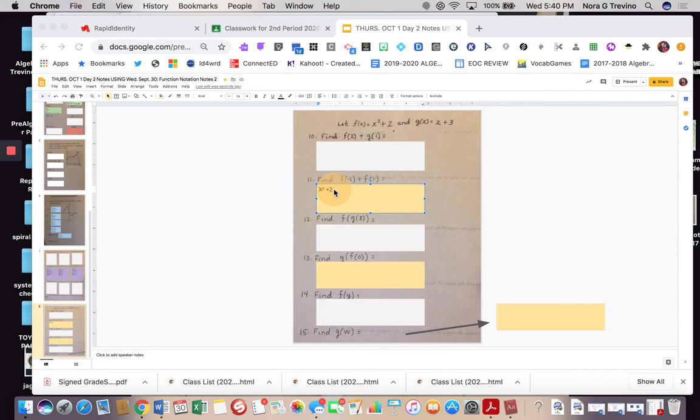I'm going to input a negative 1. So let me copy this one. Edit, copy. I'm going to input a negative 1 everywhere I see an x, and I'm going to solve. Negative 1 times negative 1 is positive 1, and then plus 2. That equals 3. So that's the answer to the left side.